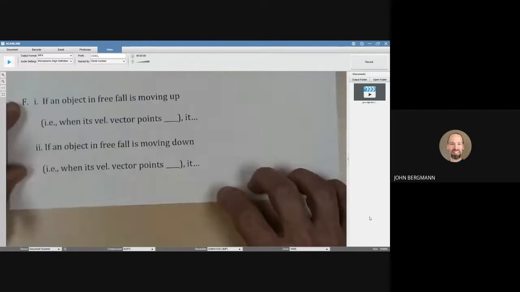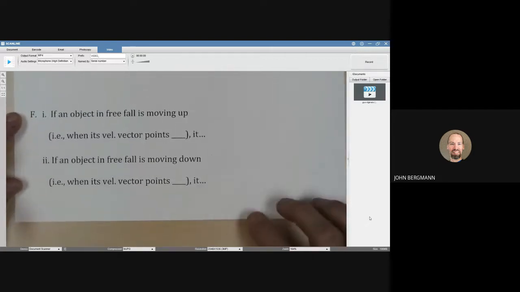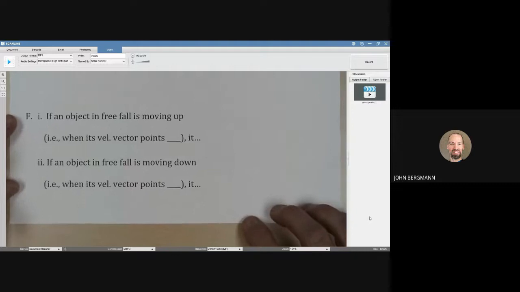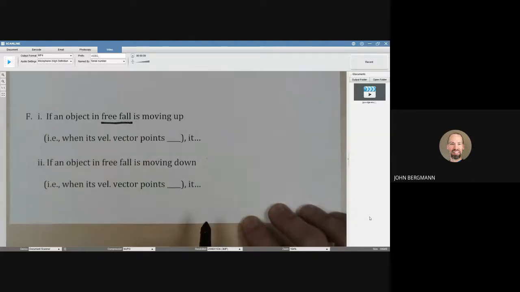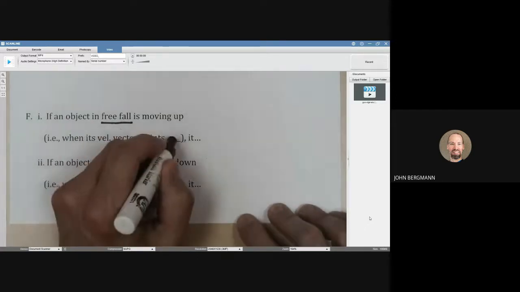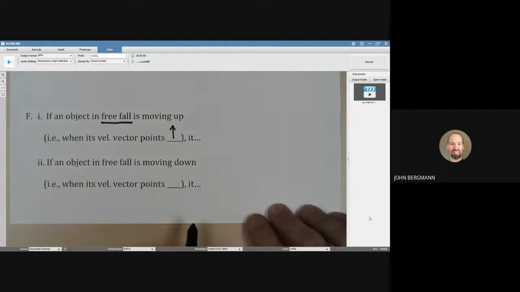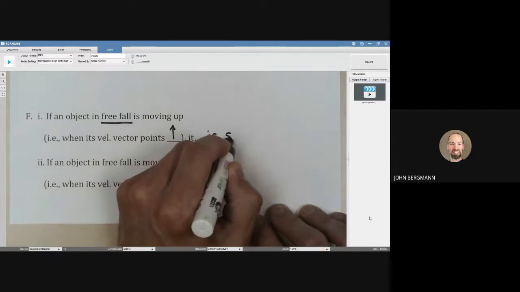If an object in free fall is moving upward, now here's one other thing we talk about in first year physics. The term free fall doesn't mean it's falling downward. It just means that it's in the air with effects due to gravity only. Gravity is the only force. So if an object in free fall is moving upward, that is, if its velocity vector points that way, then it is slowing down.